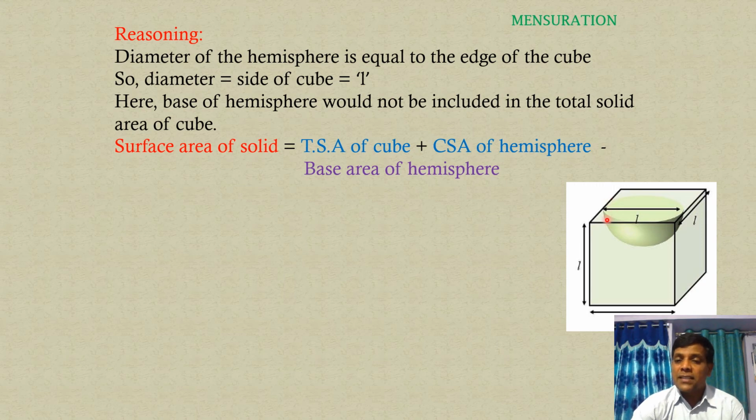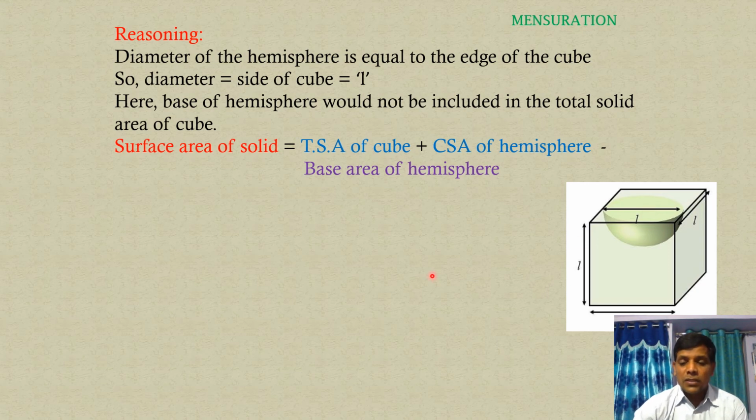So the total surface area of a cube plus CS of a hemisphere minus the base area of the hemispherical part. TS of a cube is 6a square, 6 into edge square. CS of a hemisphere is 2 pi r square. Base area of hemisphere is pi r square. But the diameter of the hemisphere equals L, so the radius equals L by 2. Very clear?